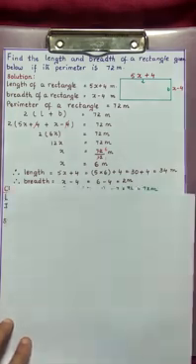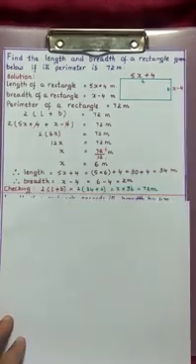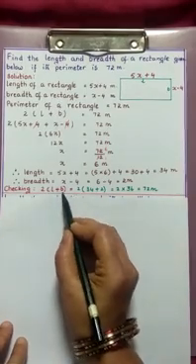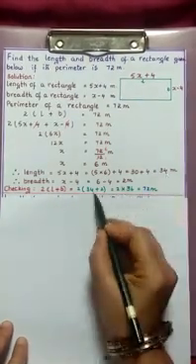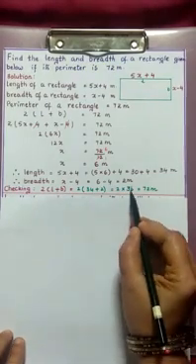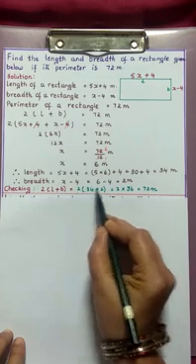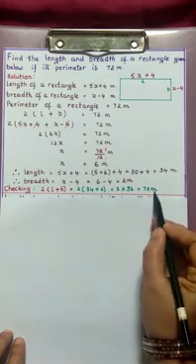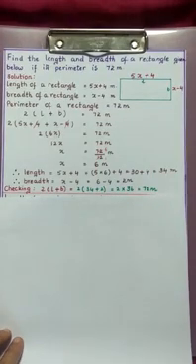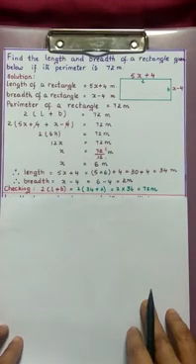So how to check this? By substituting in the perimeter formula. 2 into (L plus B). What is the length? We got it 34, plus breadth is 2. 34 plus 2, which is 36. So this is 2 into 36 is 72 meters. So which satisfies here. So this is the way we can check our answer.